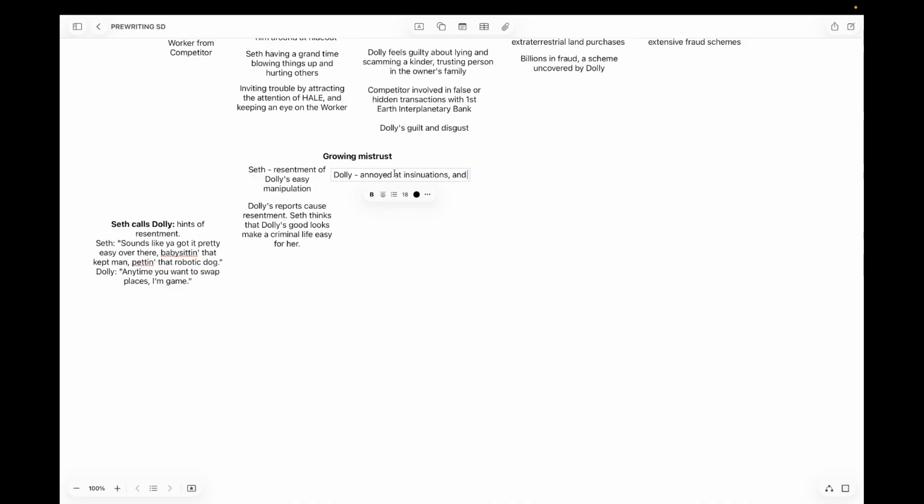I feel like there should be something else. Oh, yeah, that's right. Growing attraction towards Seth. Now, when Dolly impresses Seth, we'll say money building scheme. A way for them to take the money that they're earning and put it into something.